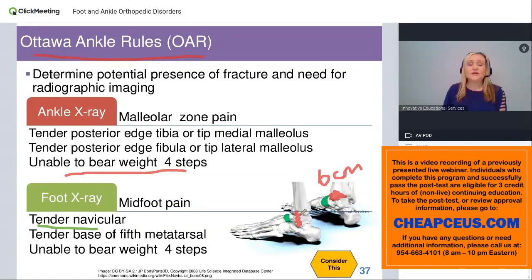Someone who has tenderness of the navicular here in the green, or at this base of the 5th metatarsal, and again is unable to weight bear, that's the patient that might need that foot x-ray.